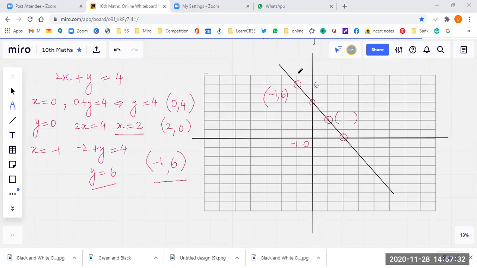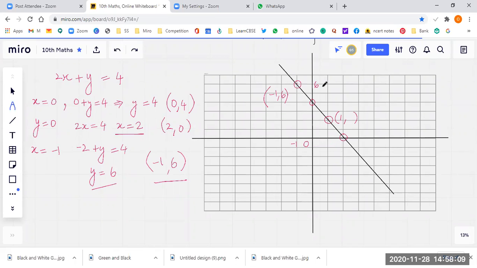Can you identify this point? Okay, Falgun, can you identify? 1, comma 2. Okay, Falgun, you are perfectly right. 1, comma 2. Always write x first. Means always take this distance first. If it is positive, take positive. If it is negative, write negative. Right? Clear?